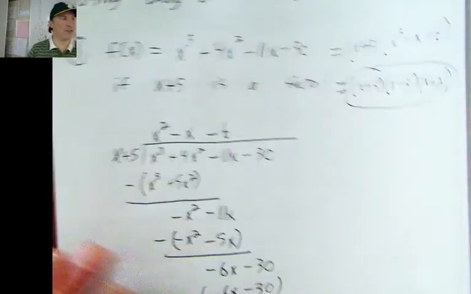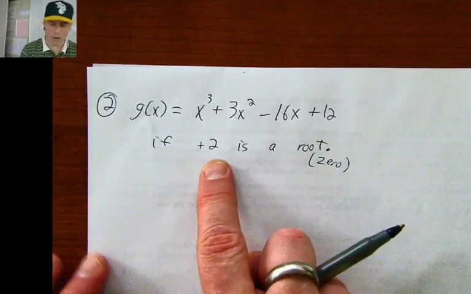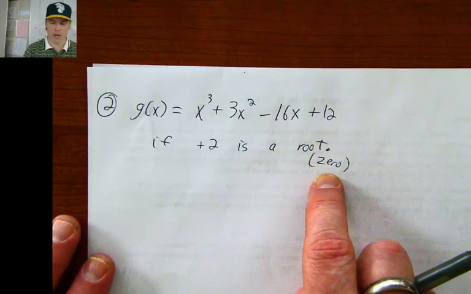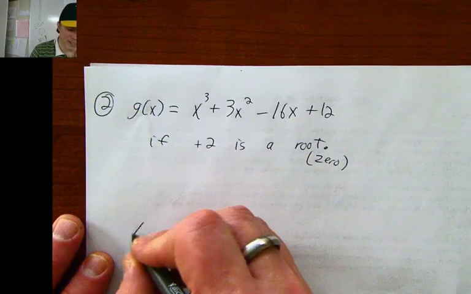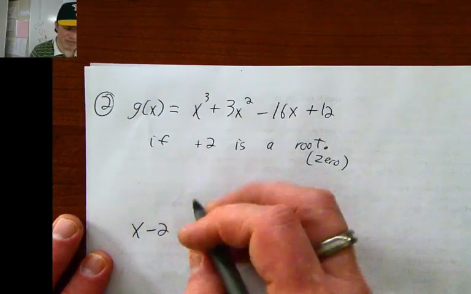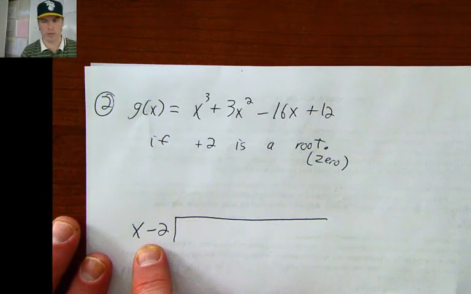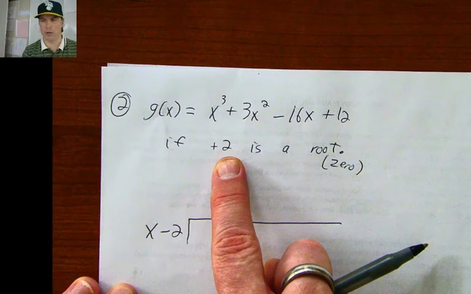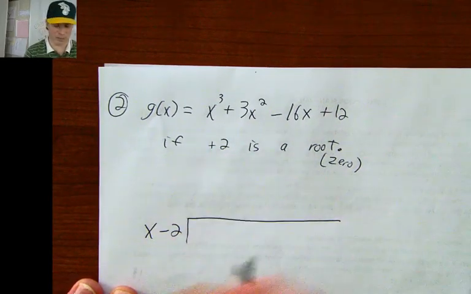All right, number 2. The only difference in this one is that instead of them giving you a factor, they give you a root or a 0. And even though positive 2 is the root, that means that they're telling you to factor out an x minus 2. Remember how an x minus 2 gives you a 0 at positive 2? Opposite thinking. If this is the 0, that's the root.